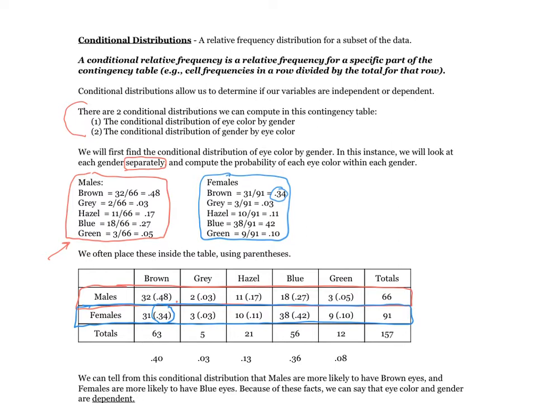So notice for the females, their highest percentage was blue eyes, okay? Where for the males, their highest percentage was brown, okay? So that tells us right away that eye color and gender are actually going to be dependent, okay? Because if you're a male, you're more likely to have brown eyes. If you're a female, you're more likely to have blue, okay? So these two variables are related to each other.